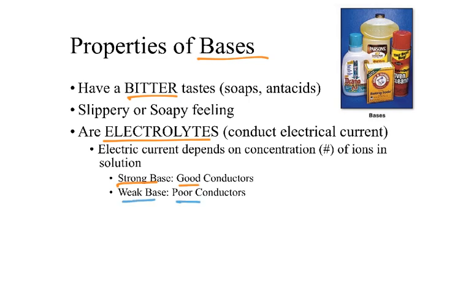So it's easy to remember when something's a good conductor or poor conductor, whether it's an acid or a base, because your strong acids and bases are going to be good conductors, and your weak acids and bases are going to be poor conductors.